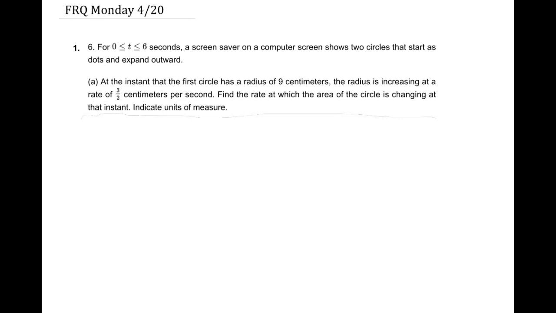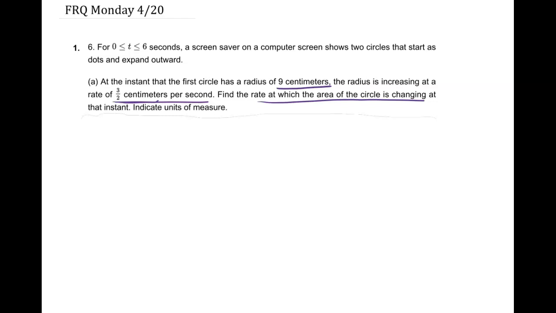For this FRQ, we're talking about a screensaver on a computer screen with two circles that start as dots and expand outward. A particularly exciting real-world example here for today. So at the instant, the first circle has a radius of 9 centimeters. The radius is increasing at a rate of 3/2 centimeters per second. And we want to know the rate at which the area of the circle is changing at that instant, and we need to include units.